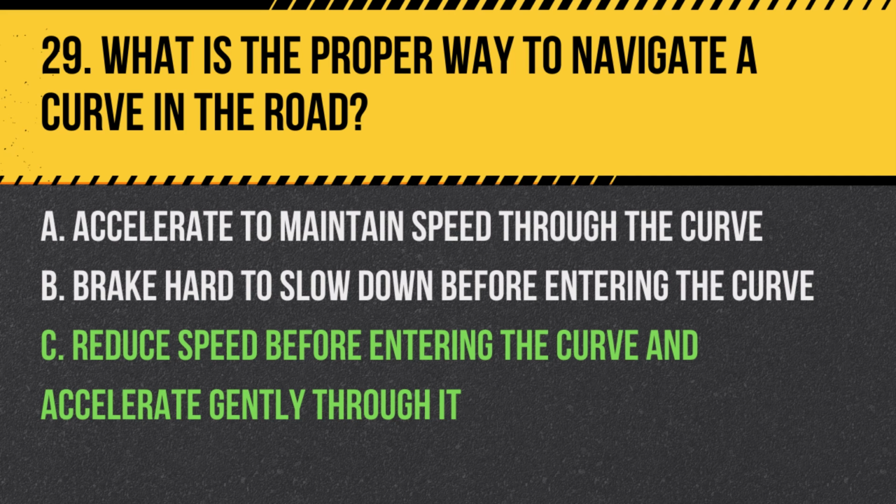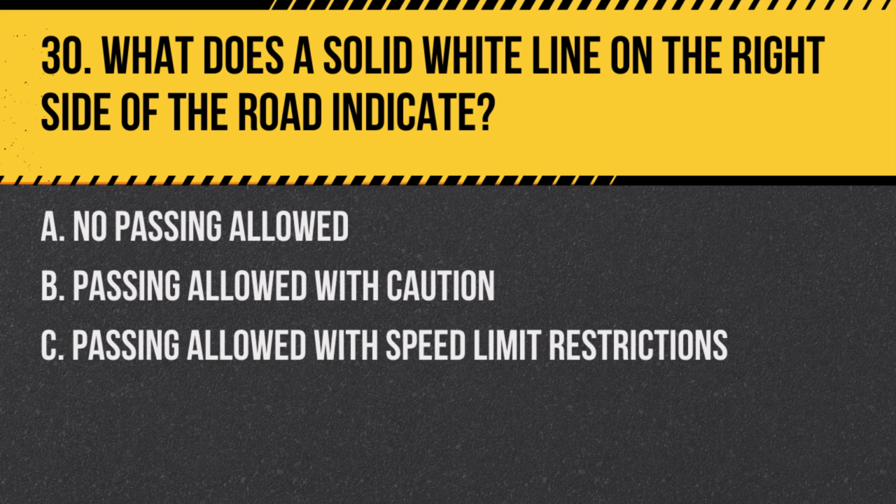The proper way to navigate a curve in the road is to reduce speed before entering the curve and then accelerate gently through it, maintaining control of your vehicle. Question 30. What does a solid white line on the right side of the road indicate? A.